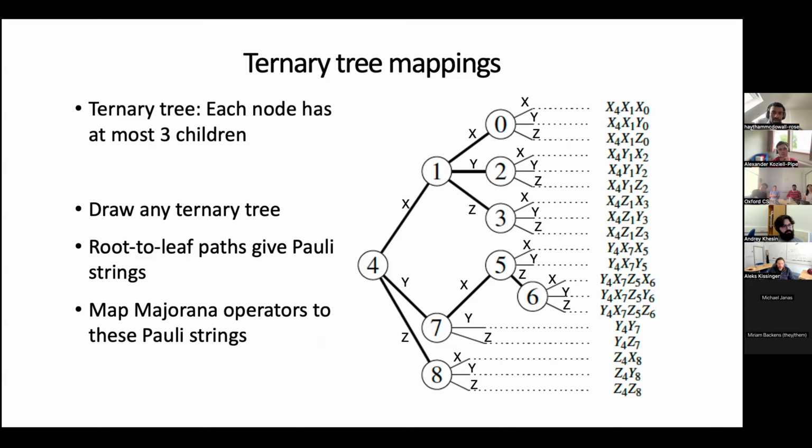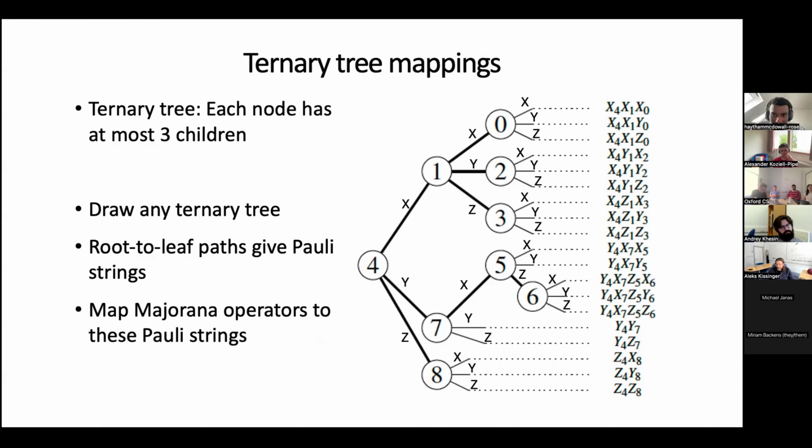The difference in what we're doing here is that instead of mapping the vector spaces and looking at what the operators look like under that mapping, which is what we did before, we're going straight to the operators. We're starting with a tree, and we deduce what the mapping is from what it looks like on this set of operators, the Majorana operators.